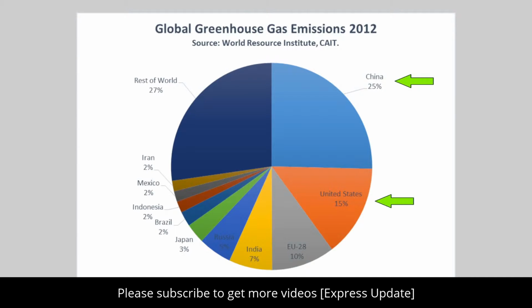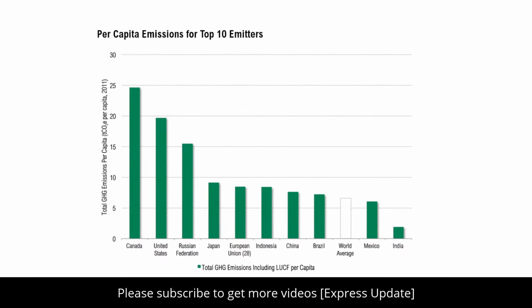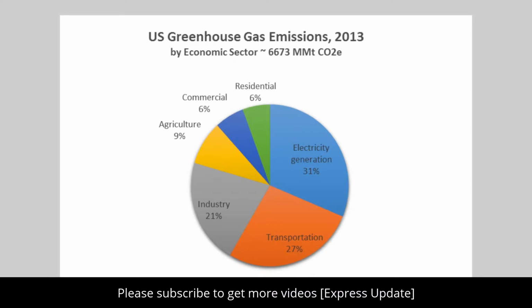However, this same information can be evaluated based on emissions per capita. This breakdown shows the U.S. at about 19 tons of CO2 equivalents per year per person versus China at 7.5 tons of CO2 equivalents per year per person.